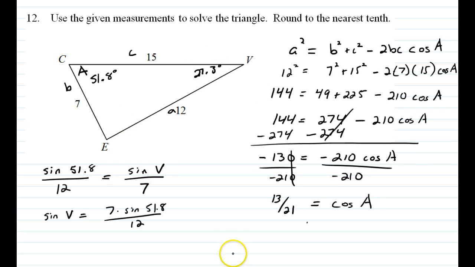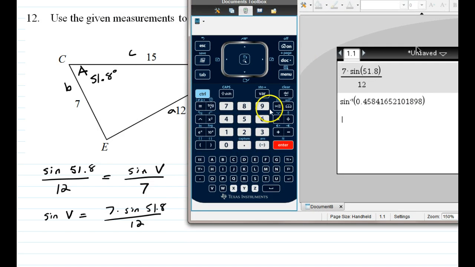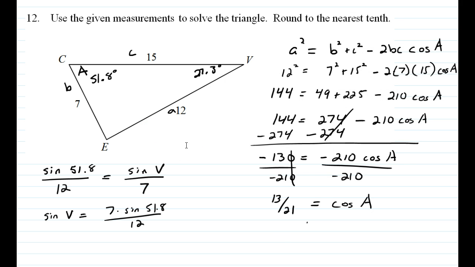And so now to find E, we can just use our calculator and do 180 minus the 27.3 minus the 51.8. And that's 100.9. So now we have our three angles, we have our three sides already, and so now the triangle has been solved.